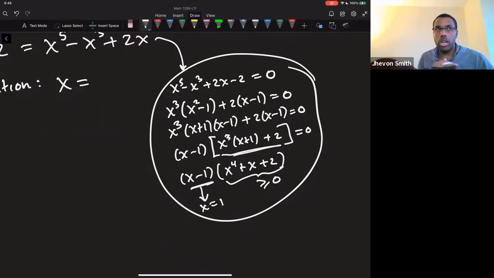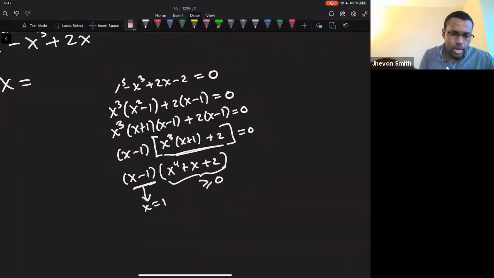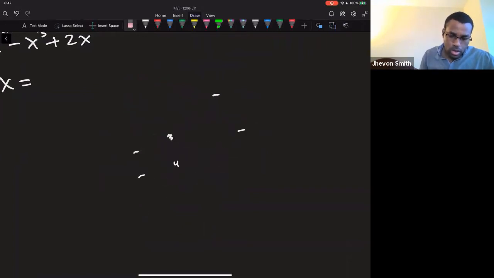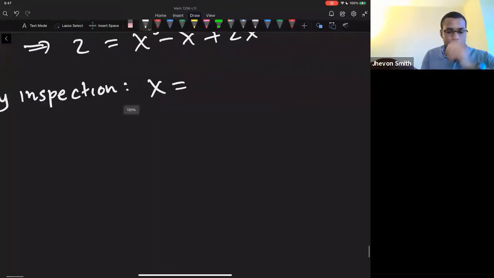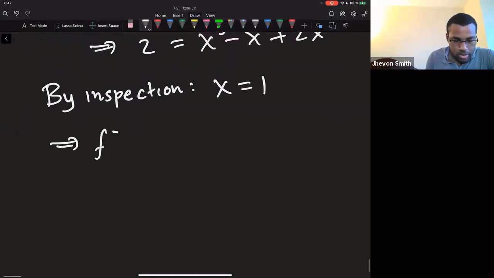You just have to use your knowledge of what it means to be an inverse function to see what the answer is. So I know f inverse of 2 really means what x value do I have to plug into the original function to get 2? The function might be complicated, but it's going to be a value where you should be able to see it with relative ease. And I think if you look in the homework or the textbook, you'll see some examples of that. So yeah, by inspection, x equals 1. So that means your f inverse of 2 is 1.